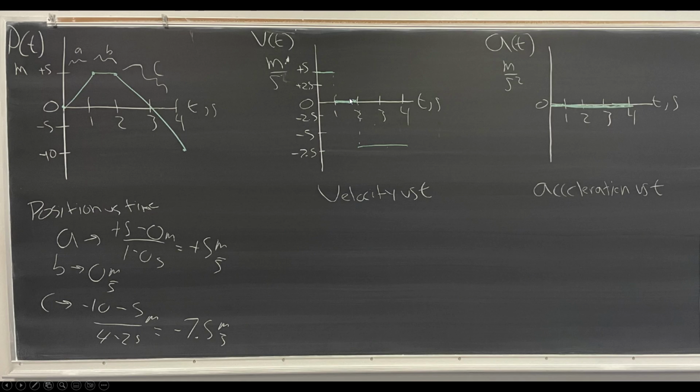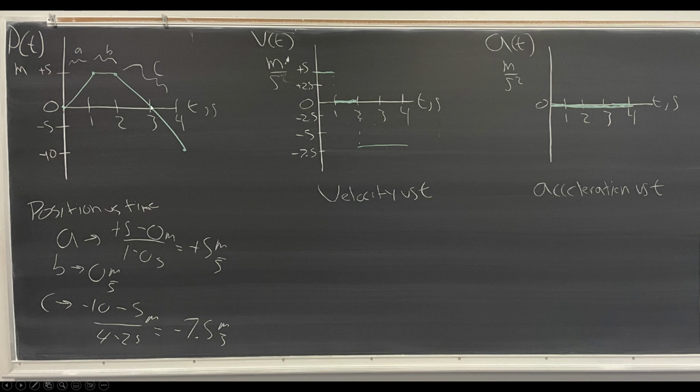So highlight that if it's on the x-axis so that it's easier to see. And then from 2 to 4 seconds, our slope from our prior plot was negative 7.5. So we'll have that filled in for the entire region as negative 7.5.